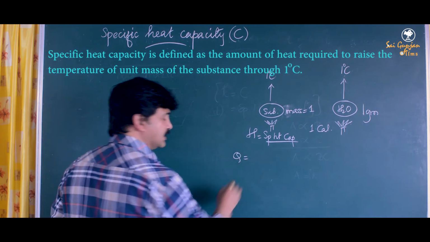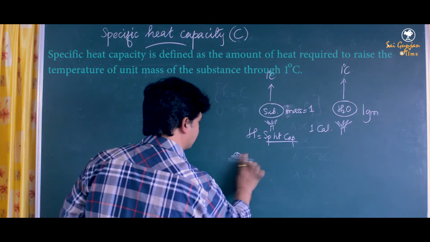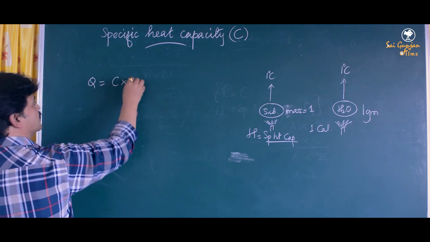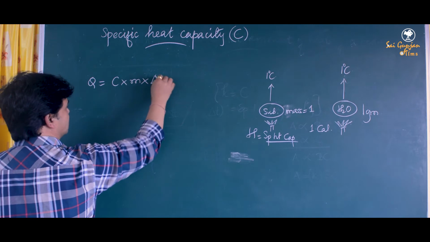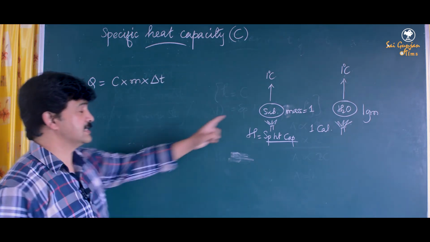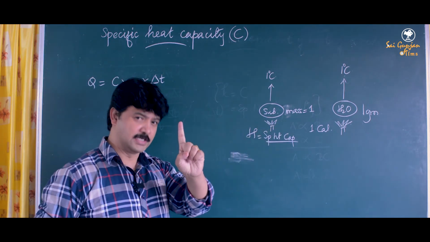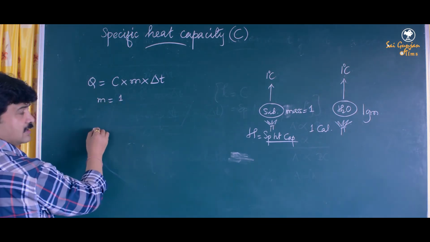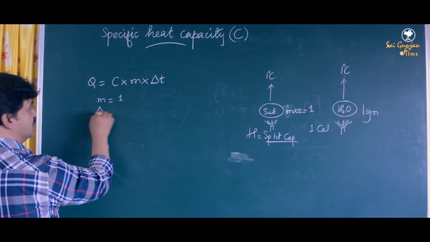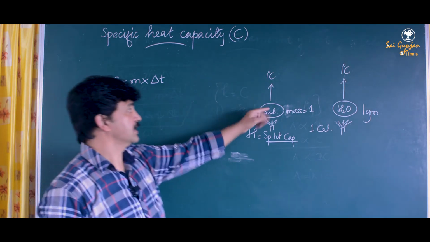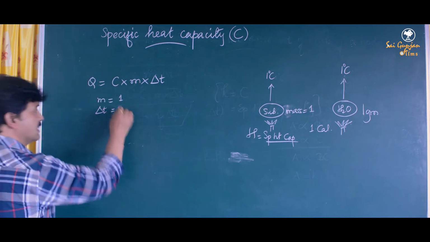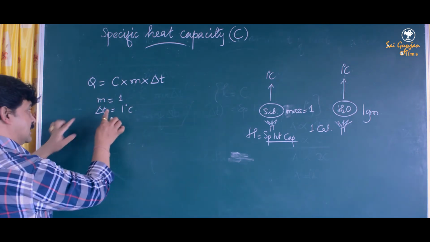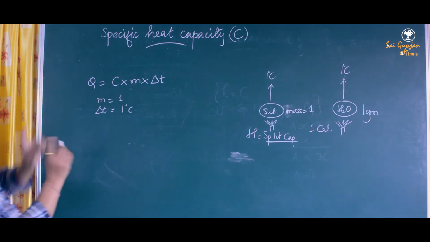Heat, as you know, is C into M into delta T, isn't it? Now, in this case, how much mass are we taking? 1 unit mass. So, M is 1. And what is delta T? Rise in temperature. Rise in temperature is also 1 degree Celsius. So, if these are the values, let's put these two values here and see what we get.